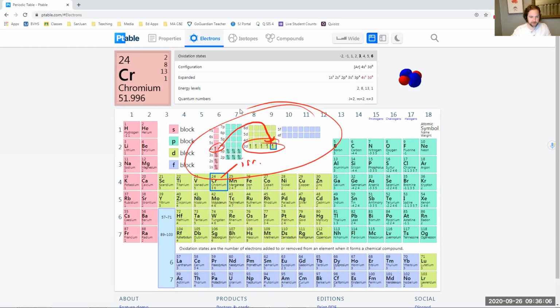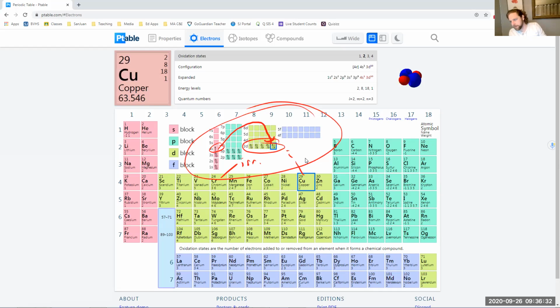And copper does the same thing. You can see cobalt filling up as expected, and then with copper, instead of having the next one go in the 3d orbital, it takes another one from the 4s orbital. So 4s is half filled and the 3d orbital is completely filled. So copper and chromium are irregular.